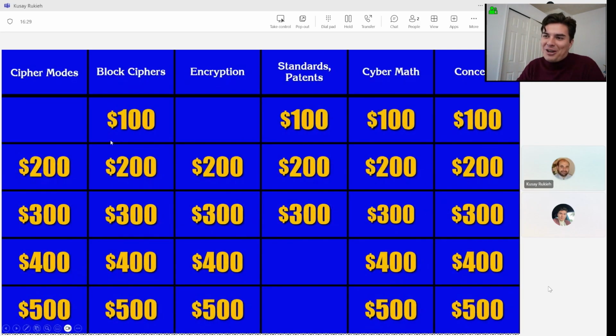Okay, so far I've won $100. Let's do cipher modes for $400. That's a good one.